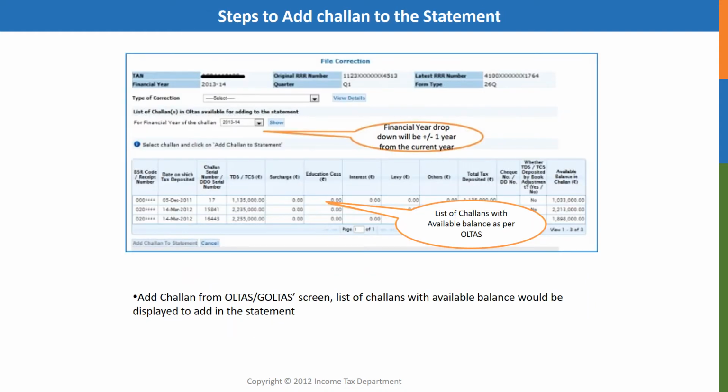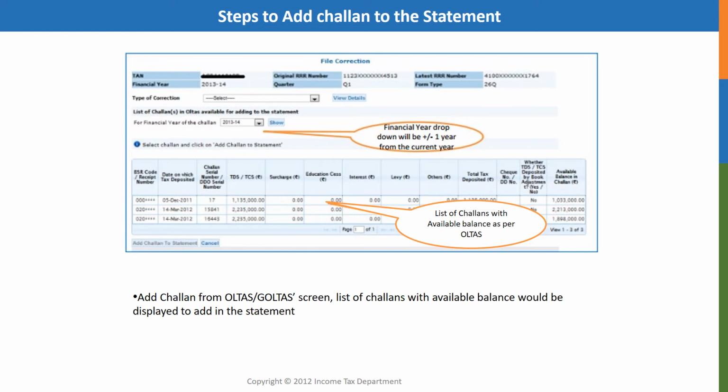So after clicking on the Add Challan button, as you can see on the screen, the challans are fetched from the OLTAS. Now you can view the challans with available balance financial year wise on the screen, which can be added to the statement. Now traces gives you provision to add challans pertaining to the financial year of the original statement, and also the challans with available balance pertaining to 1 year before and 1 year after the financial year of the original statement.